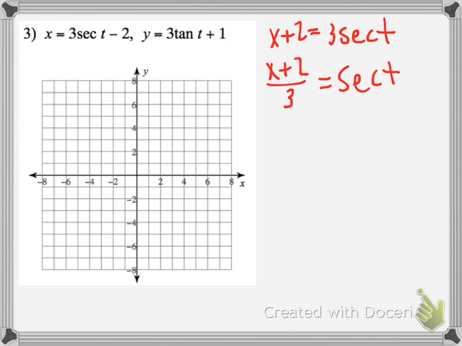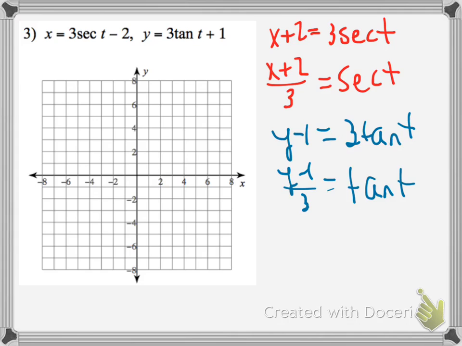Okay? And then in the second equation, let me switch colors here. Subtract 1, so you get y minus 1 equals 3 tangent t. And divide by 3, so (y minus 1) over 3 equals the tangent of t. Okay. You use a trig identity, the Pythagorean identity. Specifically, you're going to use the fact that secant squared minus tangent squared equals 1.